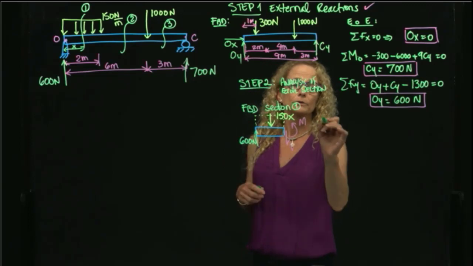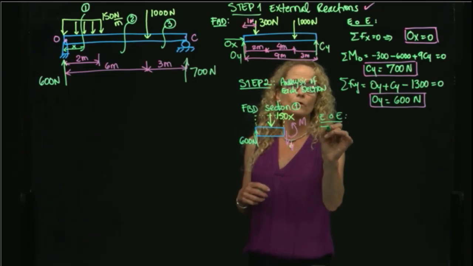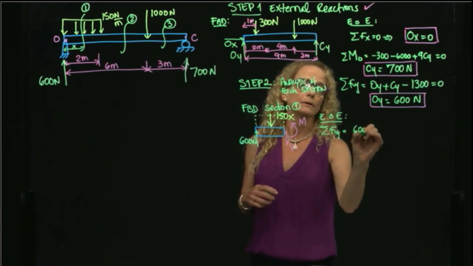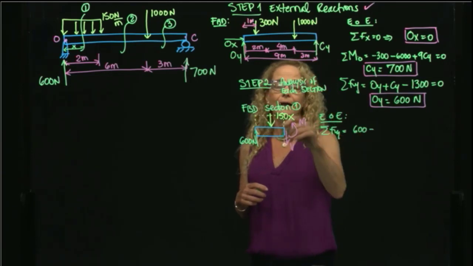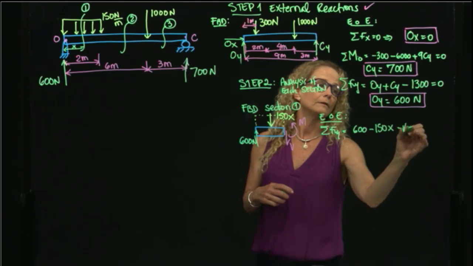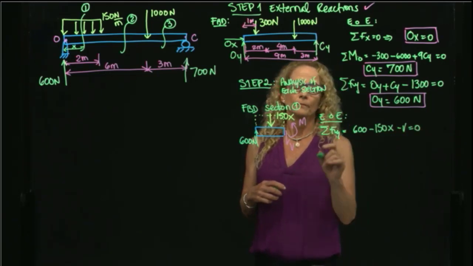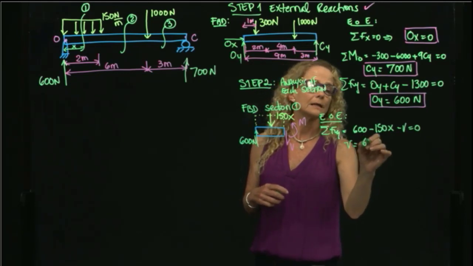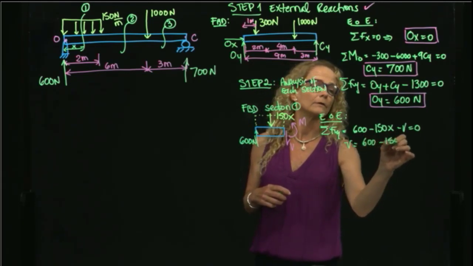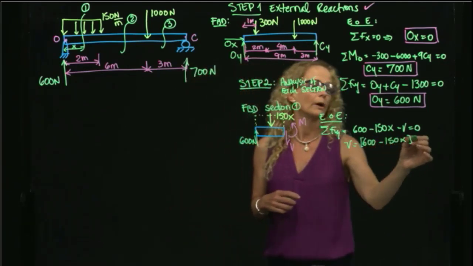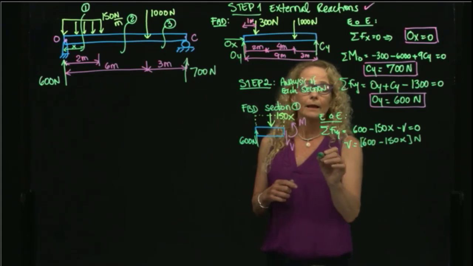Now I apply equations of equilibrium to this section 1, and I add forces in Y, and I got that 600 minus 150x minus V is equals to 0. Therefore, V will be equals to 600 minus 150x. And the units of this force are N. And then I will take moment.